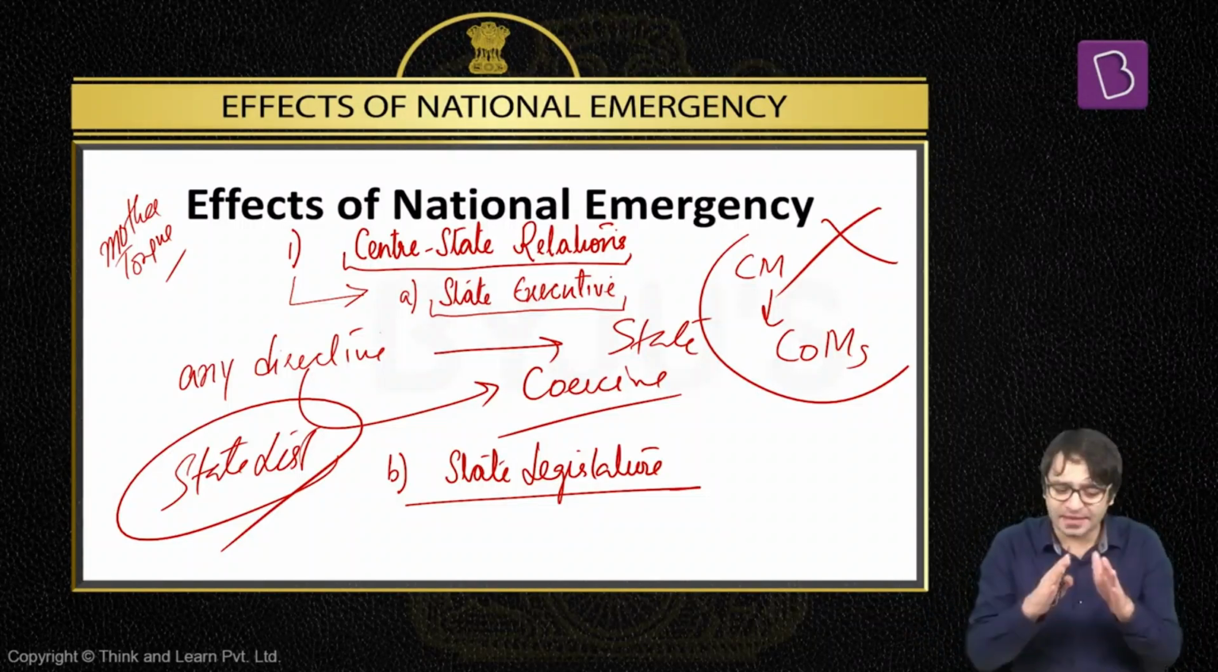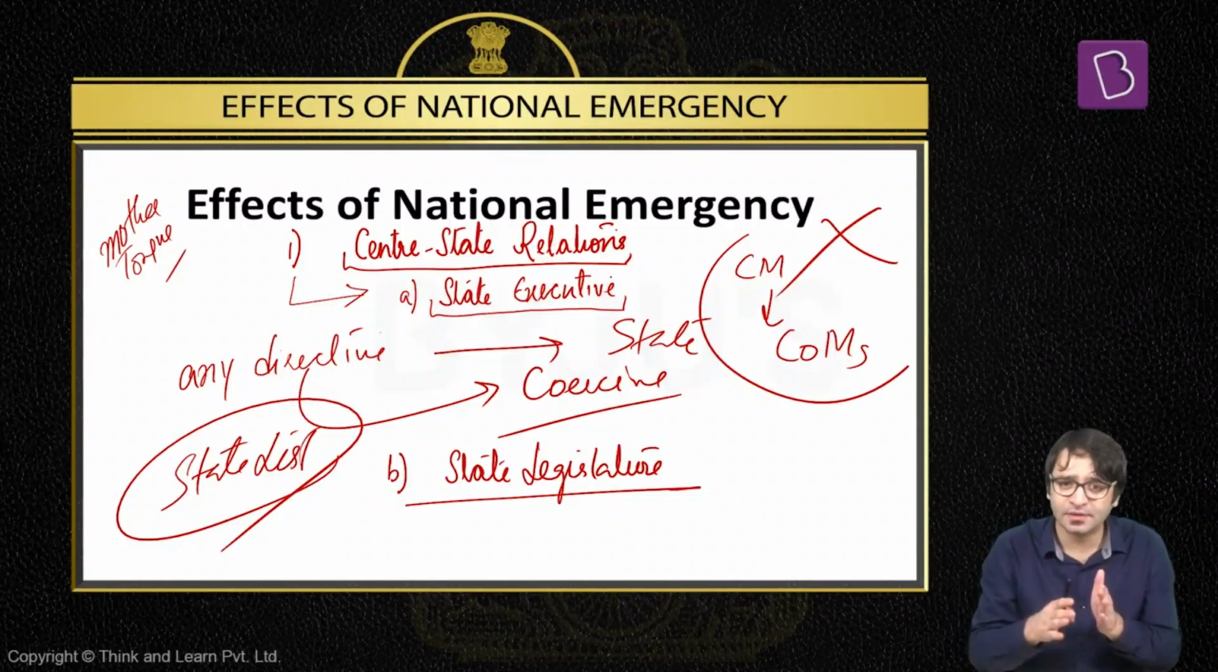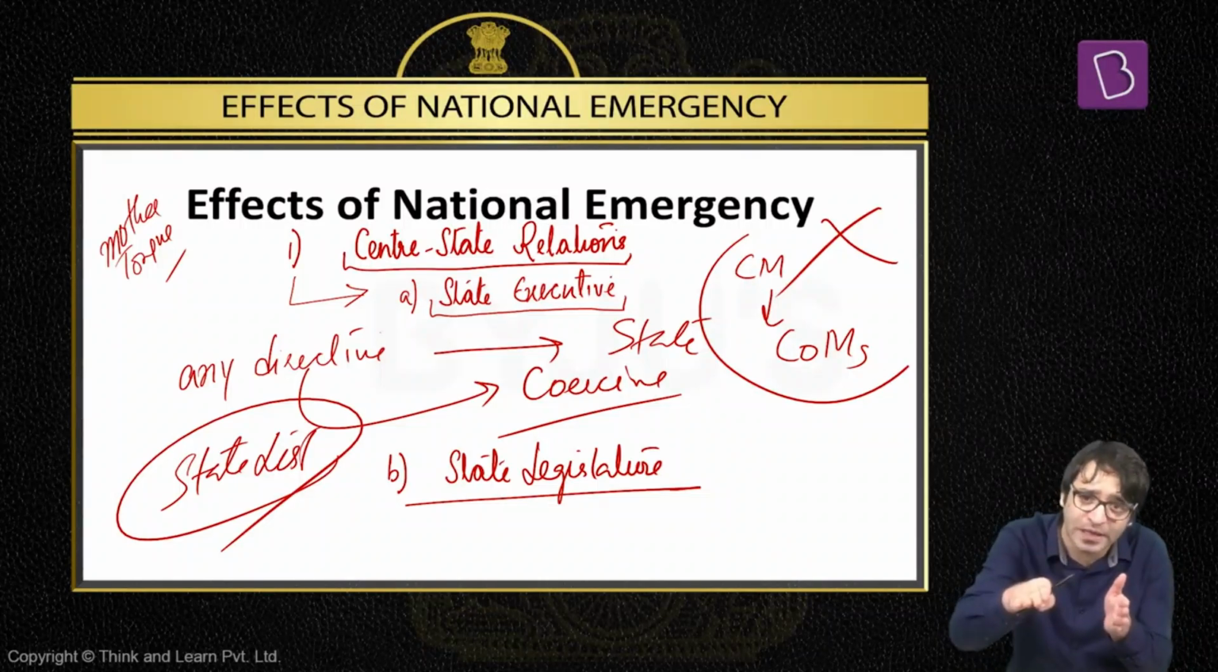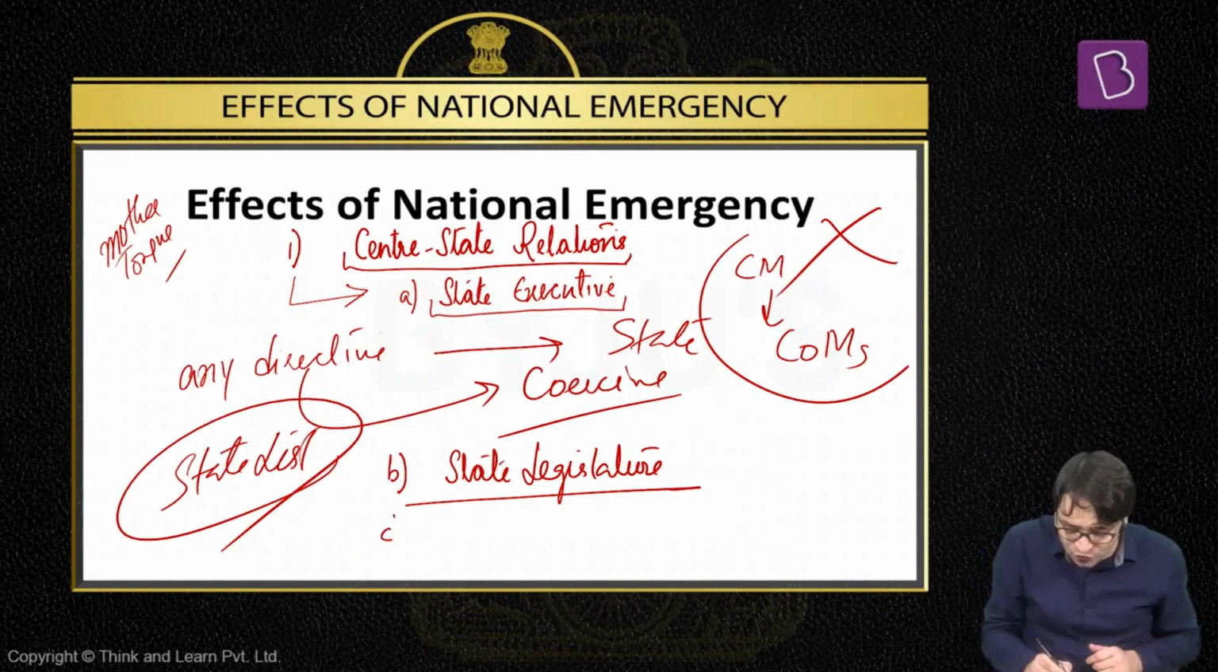So now we have looked at that because of national emergency, there is an impact on state executive. State executive is brought under complete control of the center. Second, there is an impact on state legislature. That means parliament has now the power to legislate on any item mentioned on the state list as well, because national emergency is in place. And the third impact is on the financial matters.